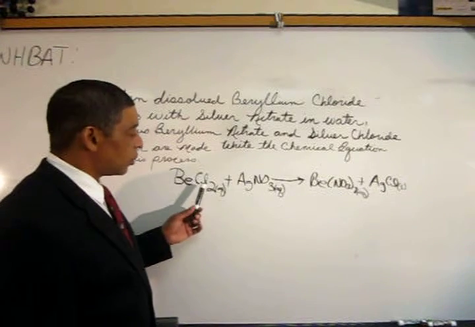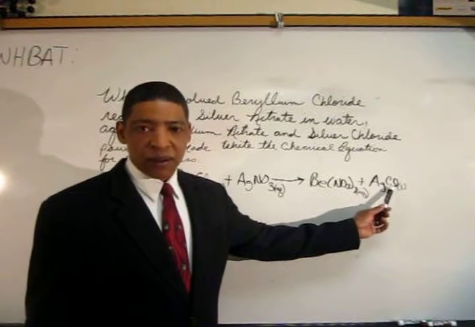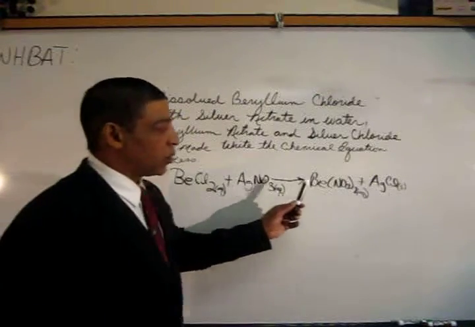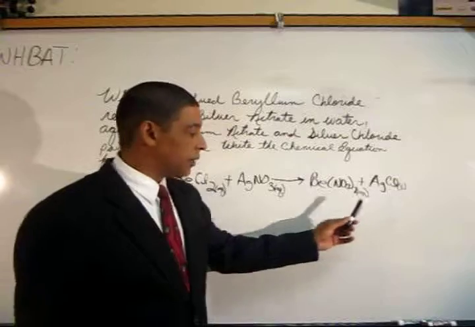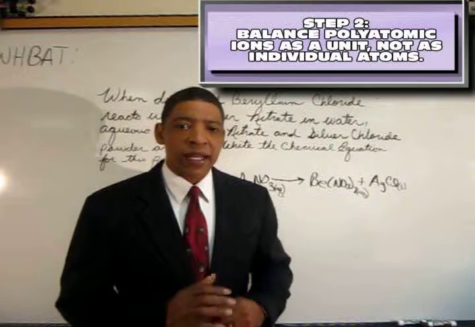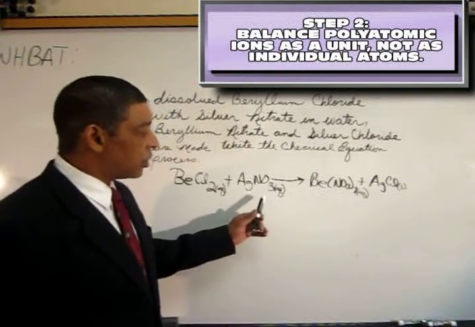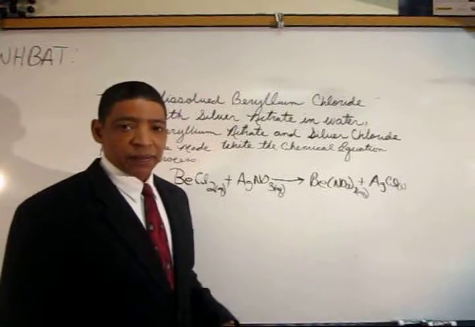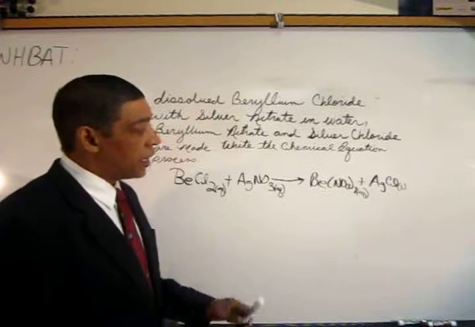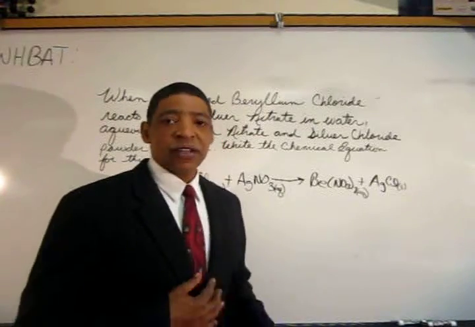We begin with 2 chlorides, but we end with 1 chloride. So that's a problem in itself. We begin with 1 silver, we end with 1 silver, so the silvers do balance. And as a polyatomic ion, we always try to balance the polyatomic ions as a unit, assuming they're not changed from one side to the other side. We have 1 nitrate on the left side, and on the right side we have 2 nitrates. So clearly the nitrates are also an issue.